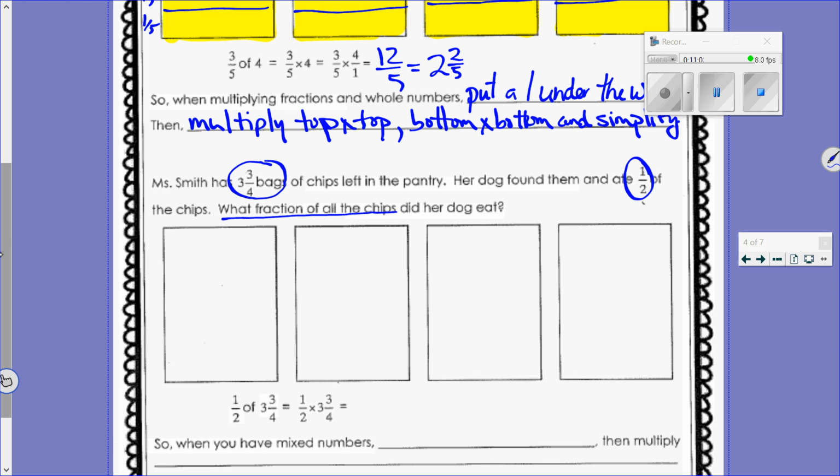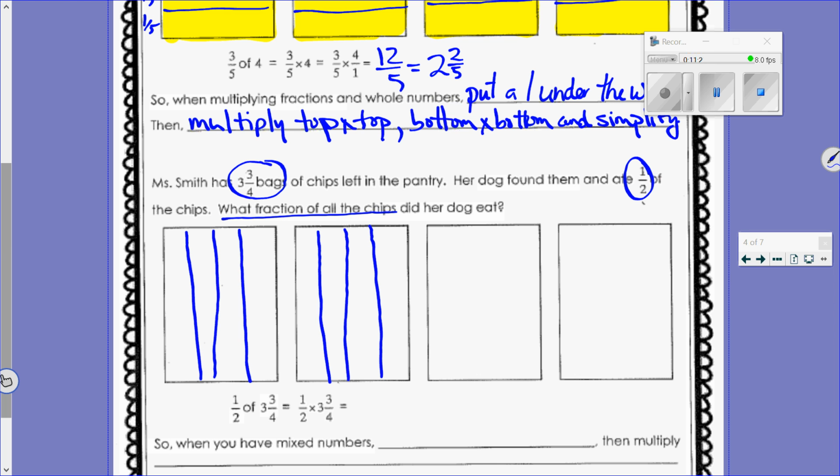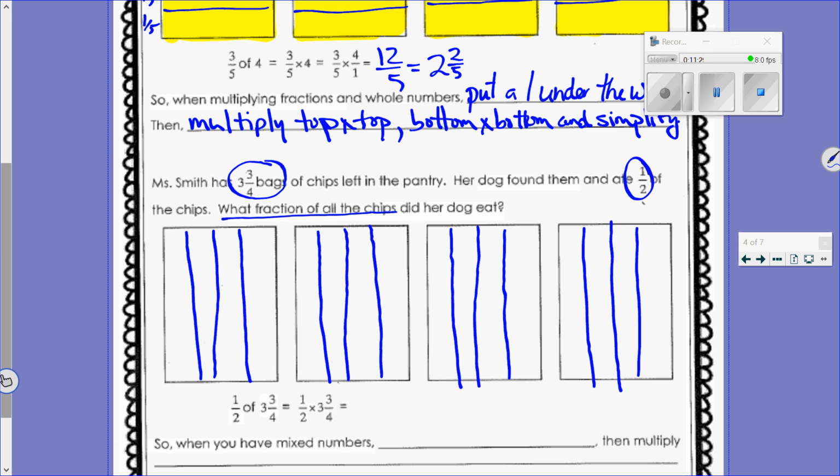What fraction of all the chips did her dog eat? There's our question. So in order to do this, we're going to start by dividing them and going across. We're going to divide them into fourths because she had 3 3/4 bags. So to get 3 3/4 of the bags, we're going to completely color in the first 3, but then we're only going to go 3 of the last 4. Okay? So that's our first color piece on this one.